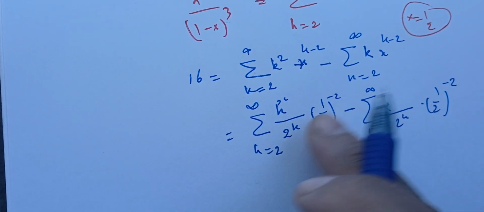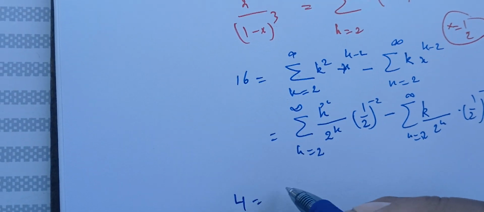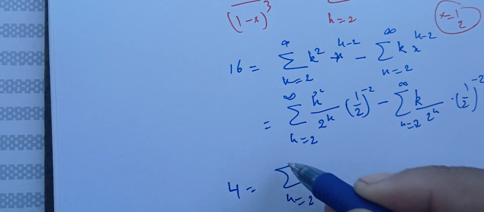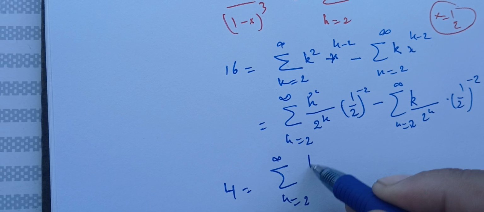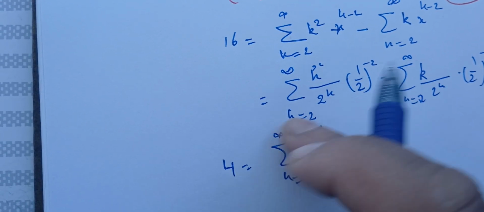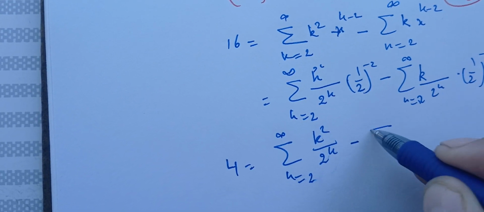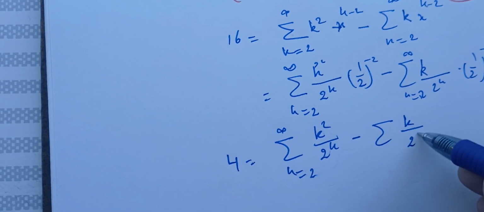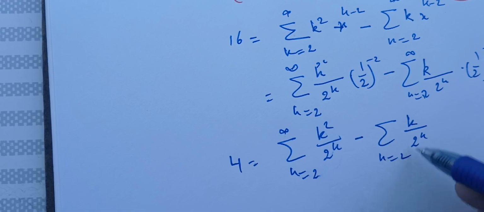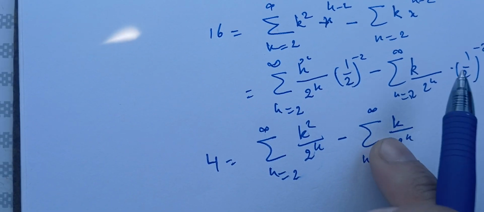So I'm going to use that one to divide both sides by 4. I'm going to get 4 times the sum k going from 2 to infinity of k squared over 2 to the power k. So this is what I need. Minus this sum here, the sum of k over 2 to the power k, k going from 2 to infinity. So first I'm going to deal with this sum here.